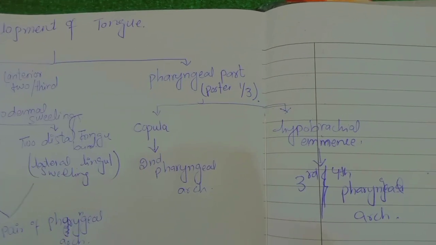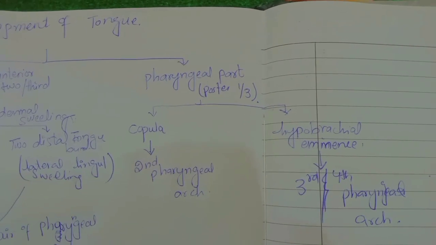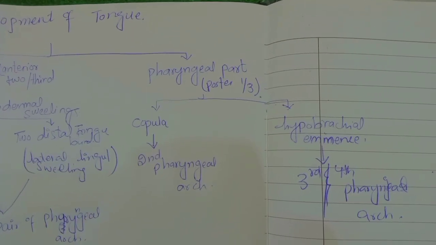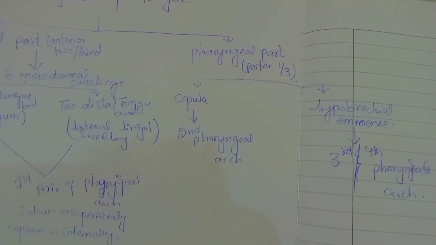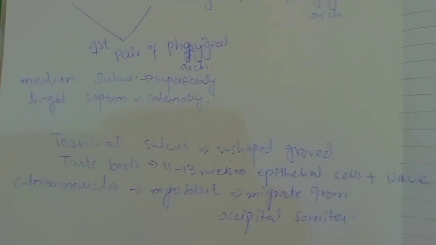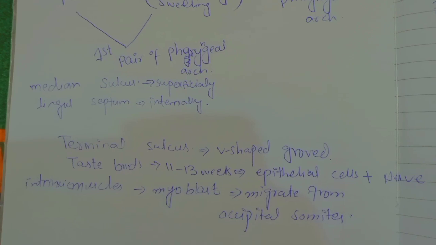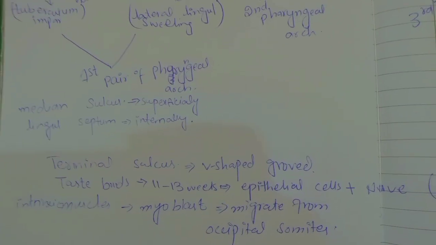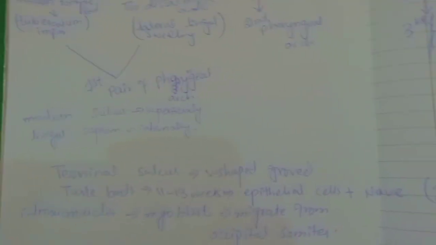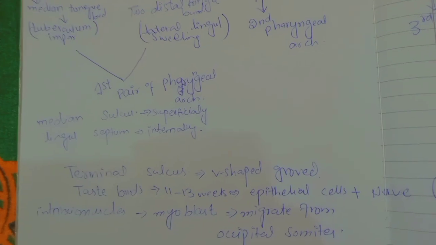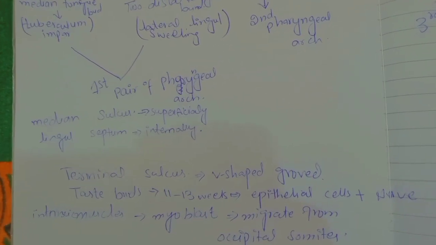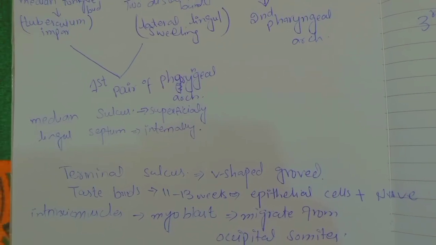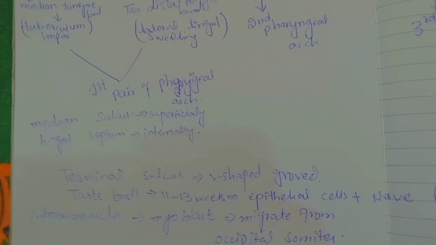So hypobranchial eminence grows over the copula and eliminates the contribution of second pharyngeal arch for the formation of the adult tongue. So the point on which anterior and posterior part of the tongue fuses, a V-shaped groove is formed which is known as terminal sulcus, and in 11 to 13 weeks taste buds of the tongue are formed by the interaction of the epithelial cells of tongue with the gustatory cells of nerve cells from the chorda tympani, glossopharyngeal and vagus nerves.